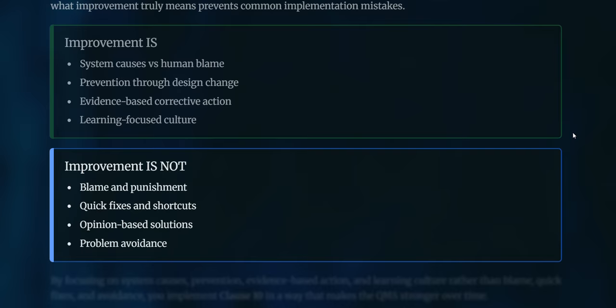Improvement is not the following. Improvement is not blame and punishment. Improvement is not quick fix and shortcuts. Improvement is not opinion-based solutions. And improvement is not problem avoidance.